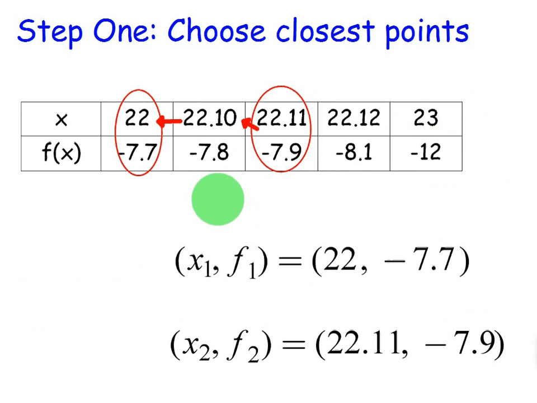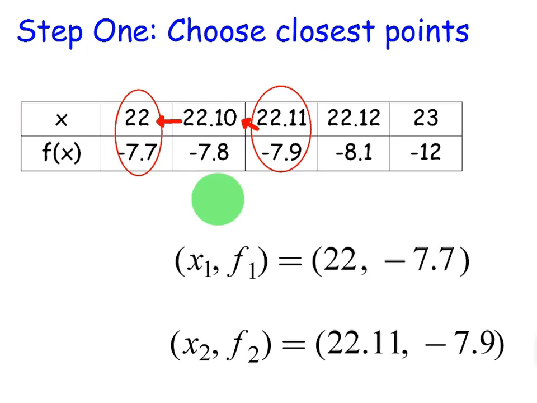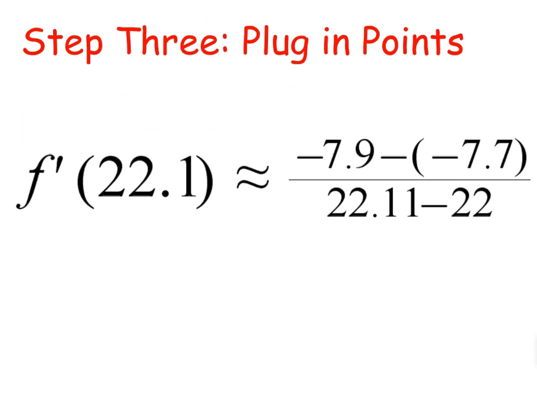Okay, so, same thing. You can just write y2 minus y1 over x2 minus x1. It's the same concept. We just like to use f because, function notation. So it'll be this minus this over this minus this. And the reason I did a negative is because when you subtract a negative, it becomes positive, okay? So in reality, it's minus negative 7.7 on top. Okay, the bottom is just 22.11 minus 22.